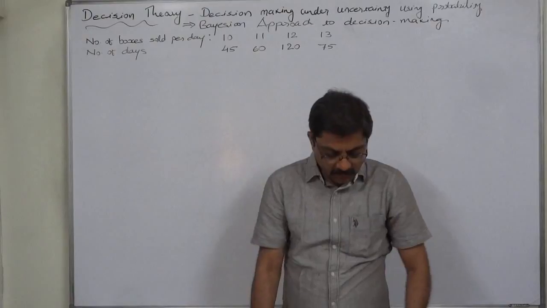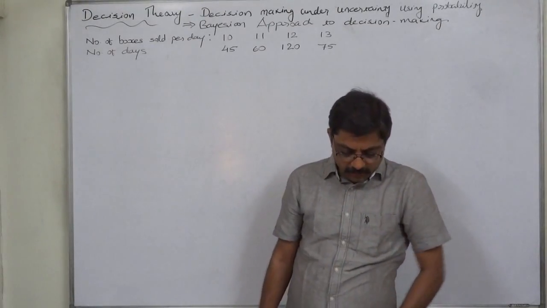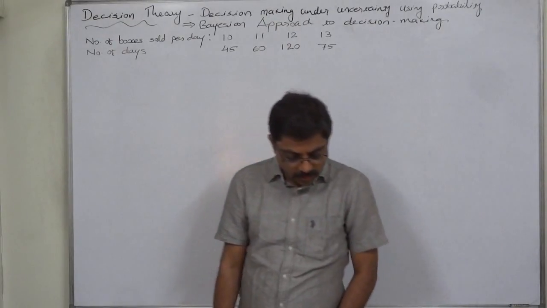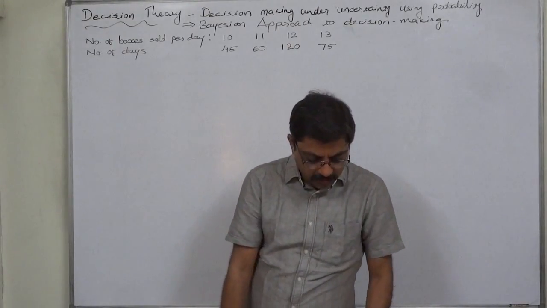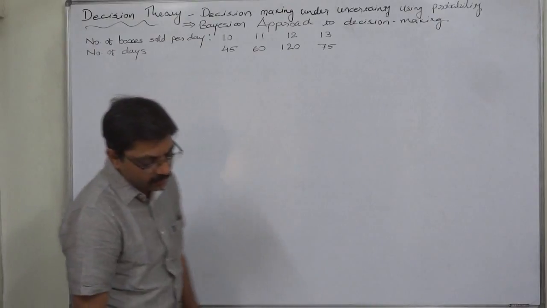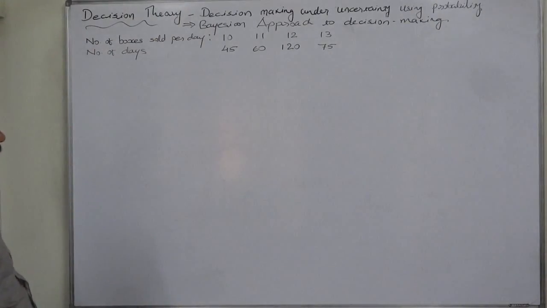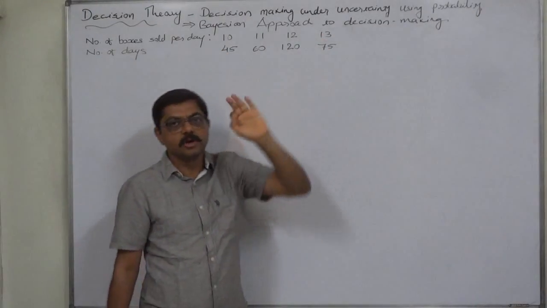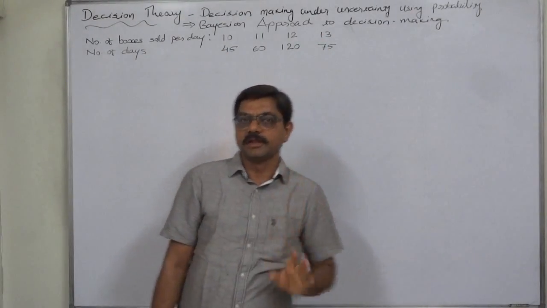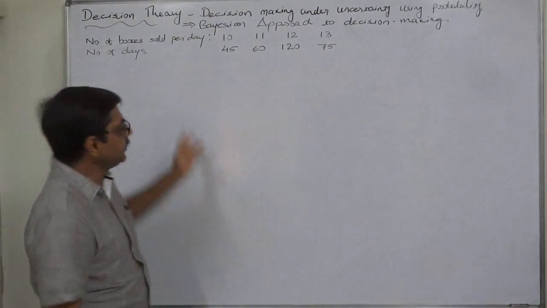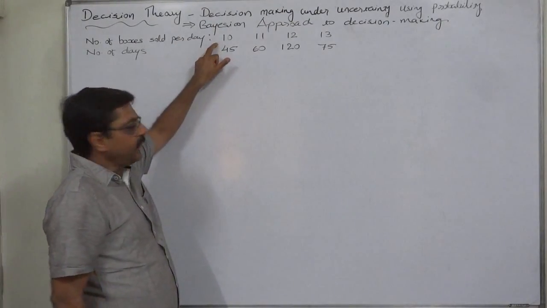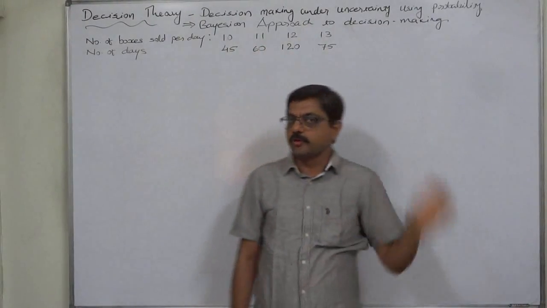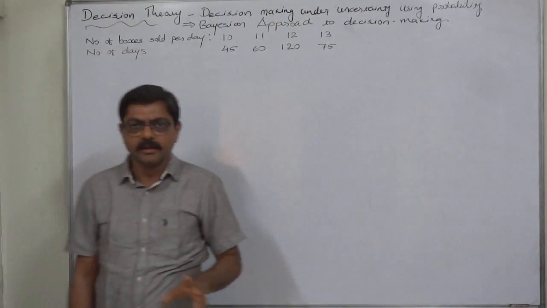Okay. Find the best stock option for the seller so that he can optimize his profit. Also find the maximum amount which the seller should spend for getting perfect information. First of all, these four are the alternatives available to the fruit seller. He has four alternatives: either to maintain stock of 10 boxes, 11 boxes, 12 boxes or 13 boxes of strawberries, or whatever the fruit can be.